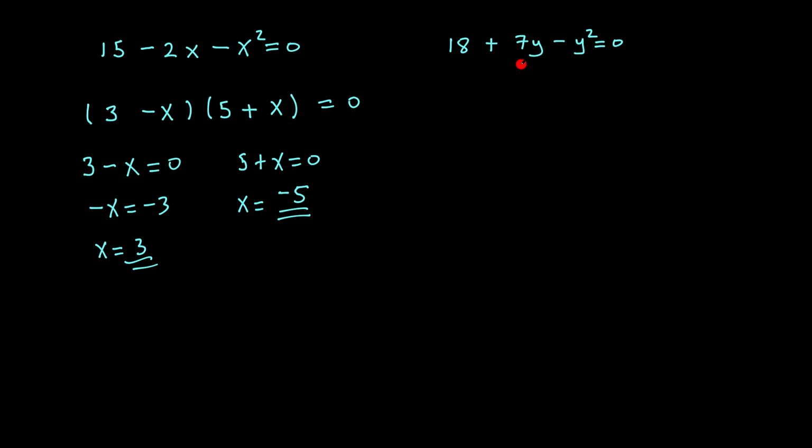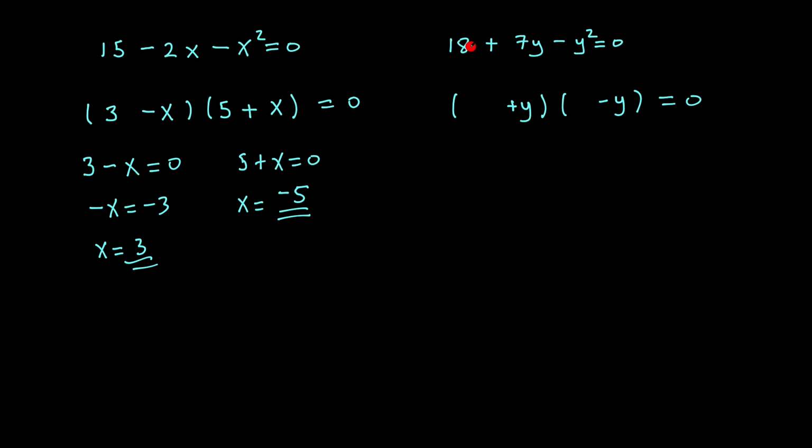Let's have a look at the next one here. Once again, we need to break them down to two linear expressions. Set that equal to 0. So we have y and y. So one will be negative and one will be positive.